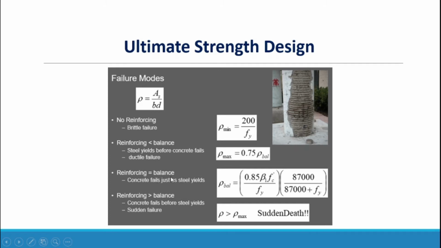And for reinforcing equal to the balance, the concrete fails just as steel yields. And the rho balance formula is 0.85 beta 1, where beta 1 is a coefficient, multiplied by f'c, the concrete design compressive stress, divided by Fy, the yield stress, and multiplied by 87,000 divided by 87,000 plus Fy. Reinforcing greater than the balance, concrete fails before steel yields, and there is a sudden failure. The actual value for reinforced concrete should not be greater than rho maximum. It means that there is a sudden failure. It should be in between rho minimum and rho maximum, so that you can use the rho value.